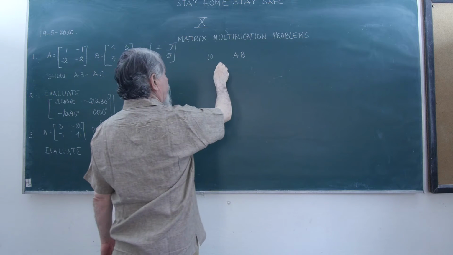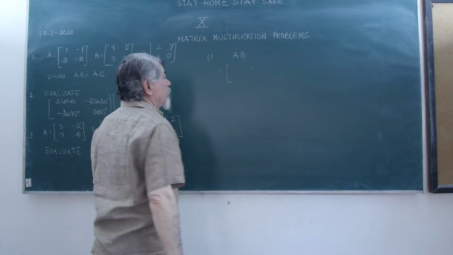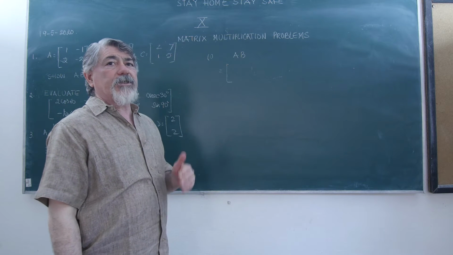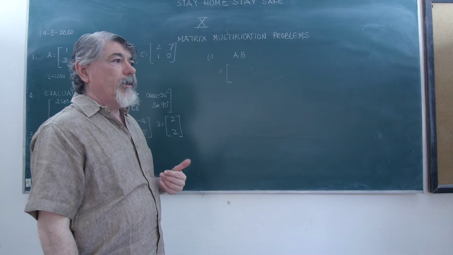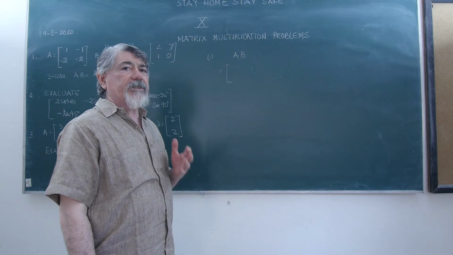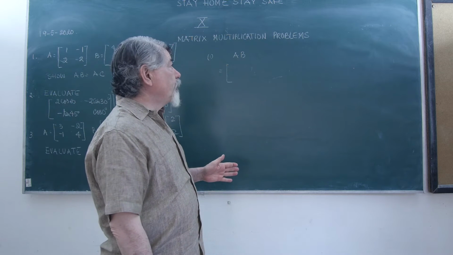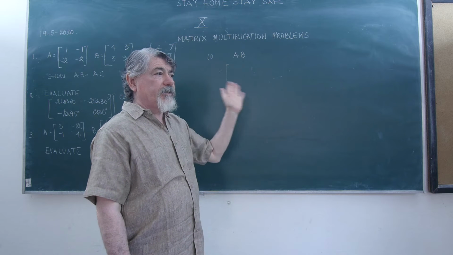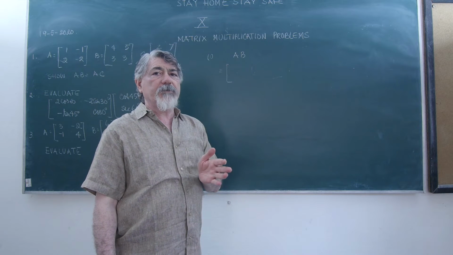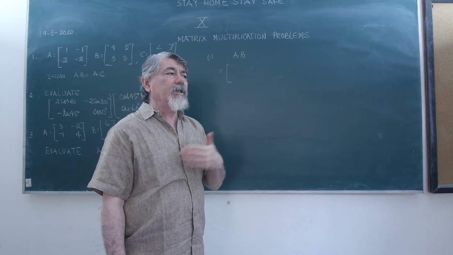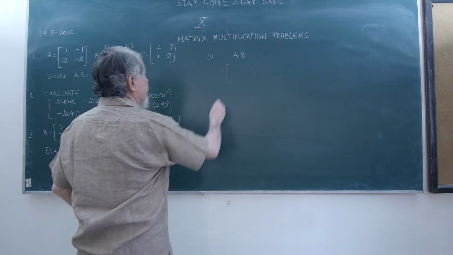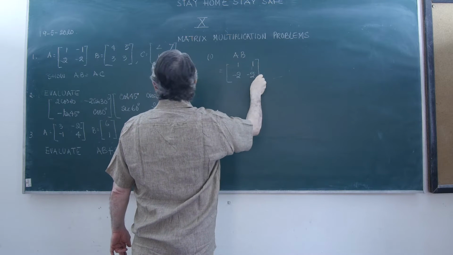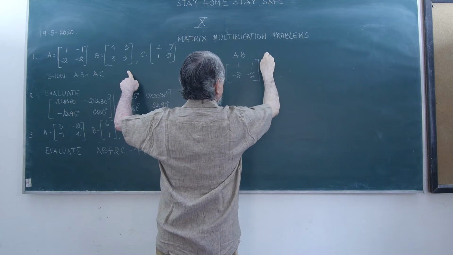So let us first of all find out A and B. Matrix multiplication of A and B is possible because both are square matrices of the same order, 2 into 2, because the condition for matrix multiplication is that the number of columns in matrix A should be equal to the number of rows in matrix B. It is because the number of rows and number of columns are the same in both matrices, so matrix multiplication is possible. A is 1, 1, minus 2, 2, minus 2, and B is 4, 5, 3, 3.